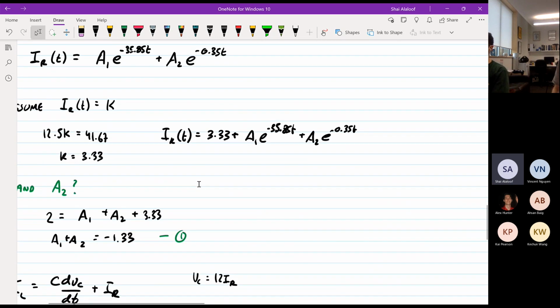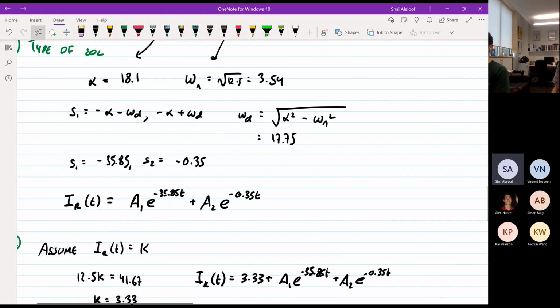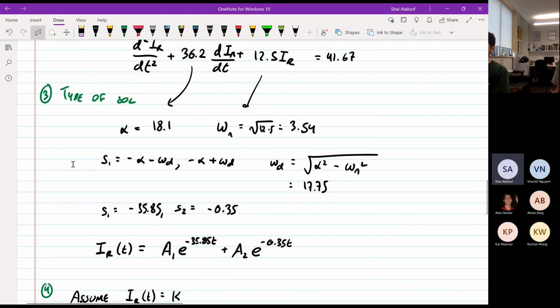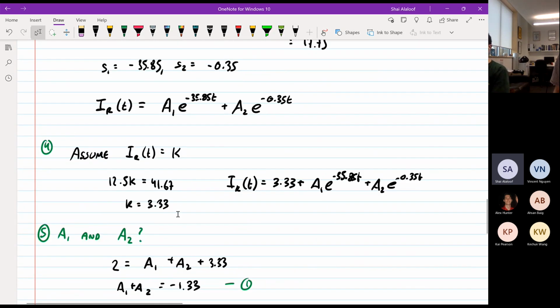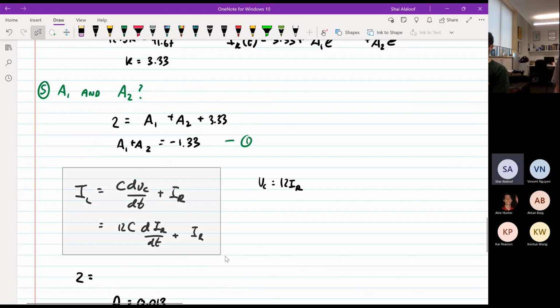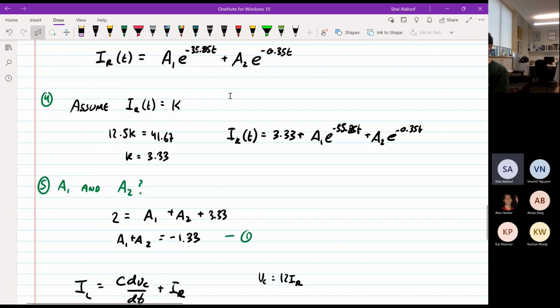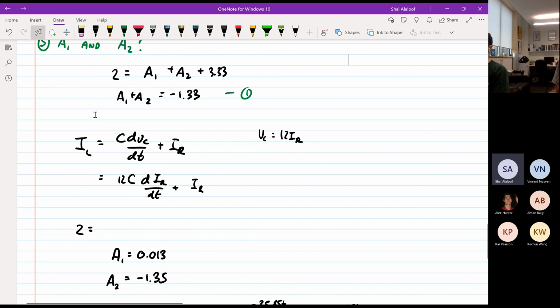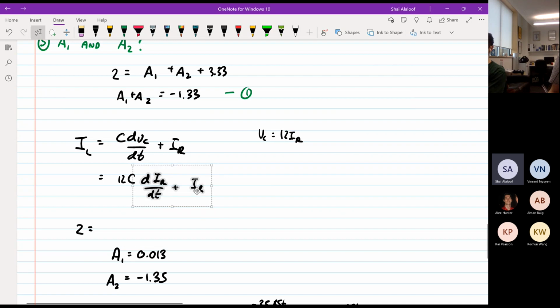After that, you get your characteristic equation. You find out whether it's underdamped or overdamped. You find the forced response, and solve for A1 and A2 using initial values. Always you'll be able to get one of your equations by just subbing in t equals 0 to the current equation, this one. The other equation you can get by using any of your t greater than 0 equations, as long as you're either looking at the current through an inductor or the voltage through a capacitor.